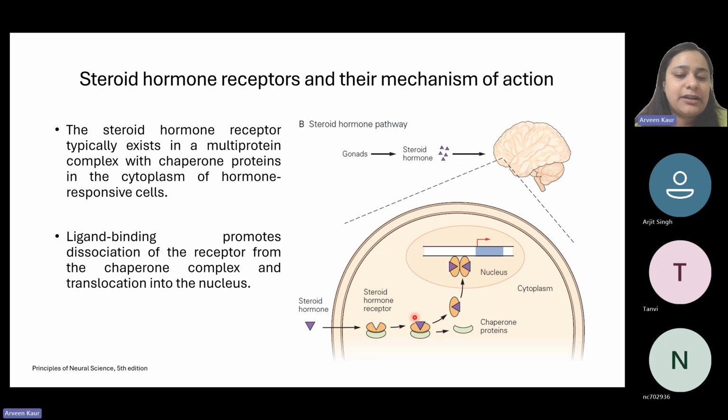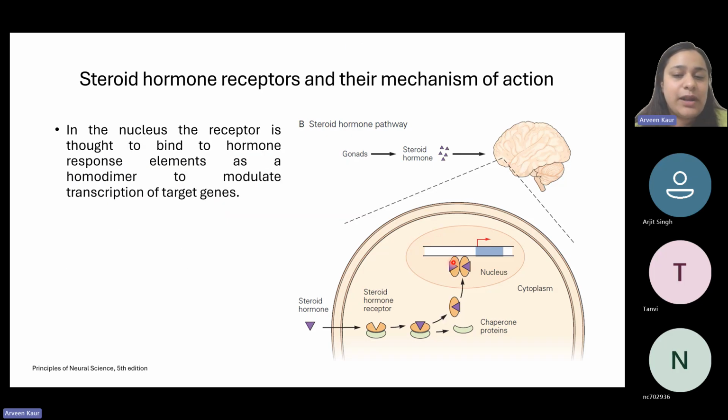So once this binding occurs, what happens? The chaperone protein is left behind, the receptor is dissociated, and this receptor along with the ligand goes into the nucleus and binds to the DNA, or chromatin, that is present in the nucleus, right?